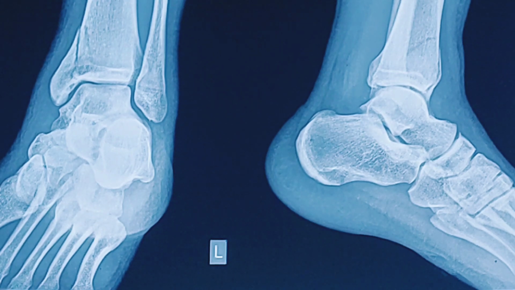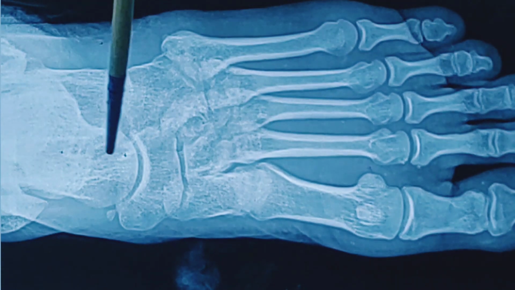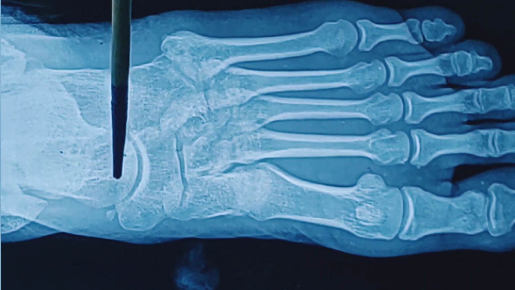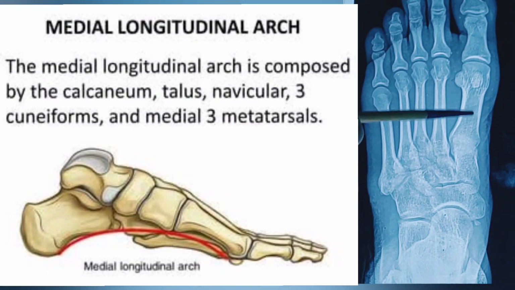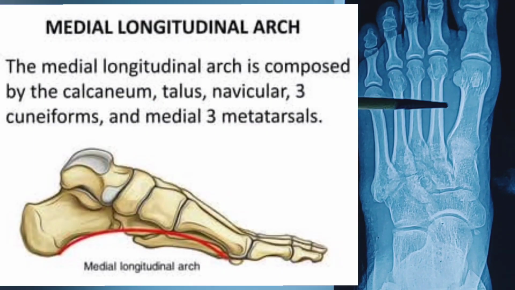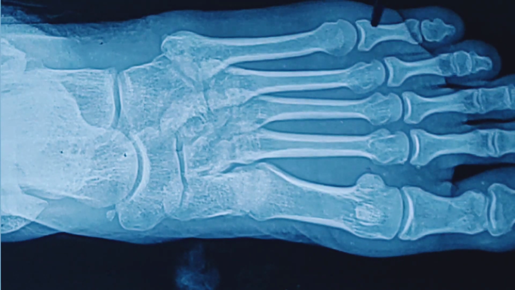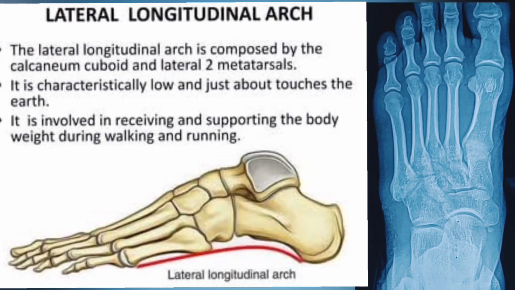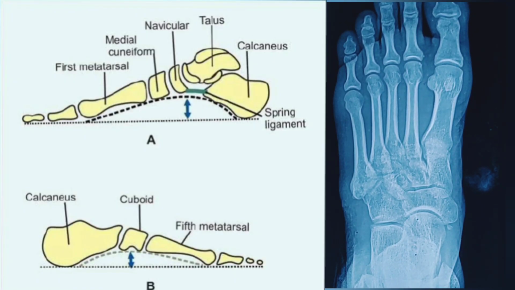Then what are the bones forming the arch? I am showing you once again this film. In the medial arch, the bones are calcaneum, then talus, then navicular, and then three cuneiforms and three metatarsal bones, first, second and third up to the head. These are forming the medial longitudinal arch. And the lateral longitudinal arch is formed from behind forwards by calcaneum, then cuboid, then fourth and fifth metatarsal bones up to their heads. There are two longitudinal arches and one transverse arch from side to side.